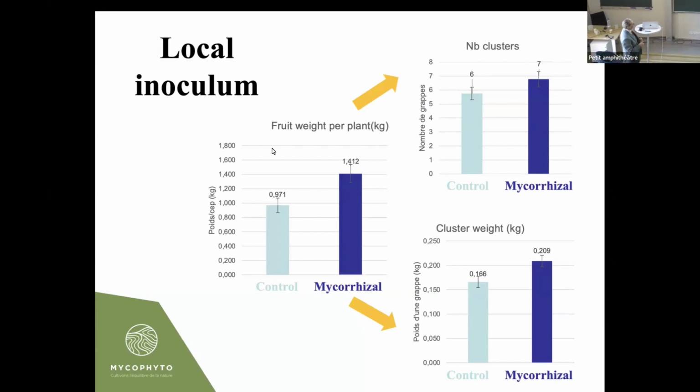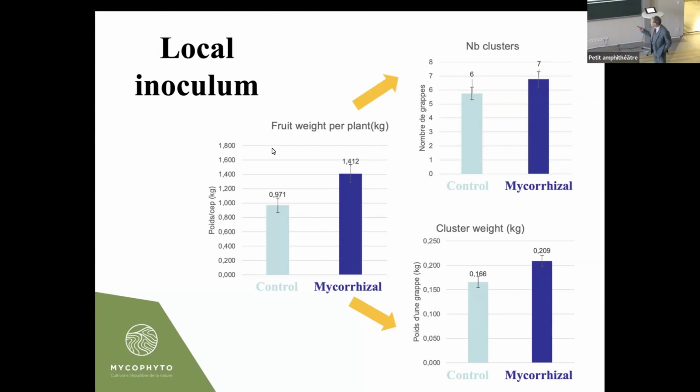You can see the production with their treatment compared to the control, which is a field control in a vineyard, not inoculated. And you can see that there is more fruit produced because there are more clusters of fruits, and each cluster is bigger. So they get a result. To be honest, you shift from 30% positive results with commercial inoculum to 70%. You don't shift to 100% positive results at all.